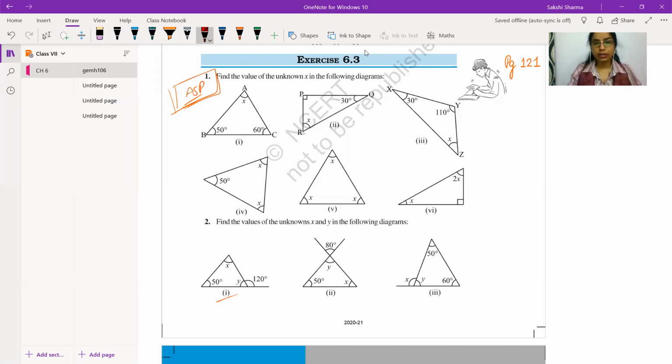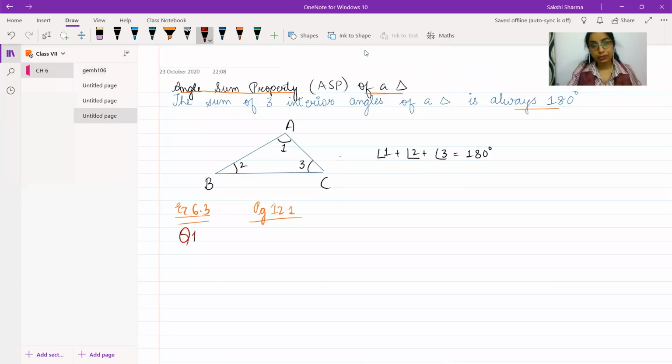Let's do the first question, then we will discuss question 2 later. Question number 1, first part, you can draw the triangles.